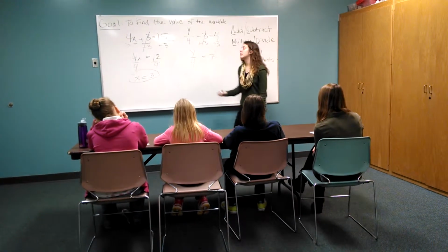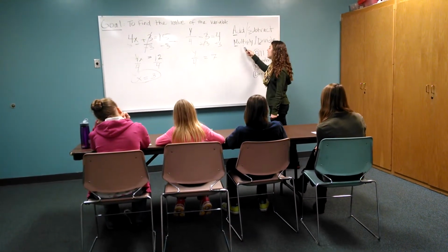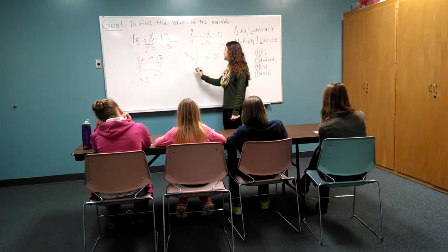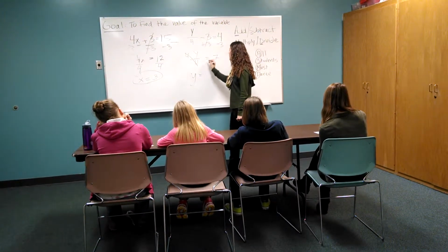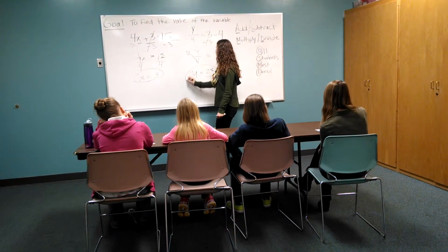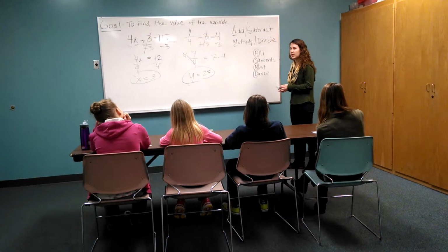And here we're dividing, so in the second step we either multiply or divide. So we're dividing, we're going to multiply. That's going to cancel out. We're going to get y equals 7 times 4, which is 28. And that's the answer to the second one.